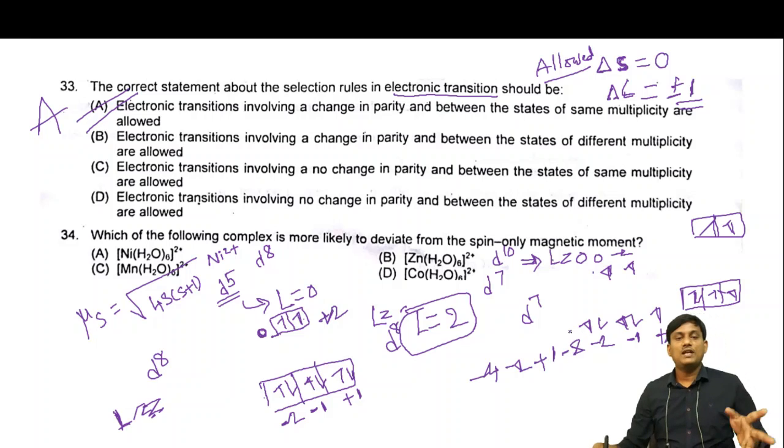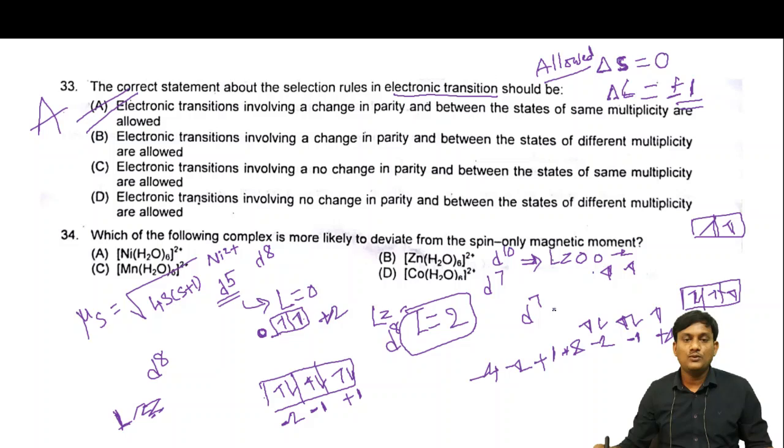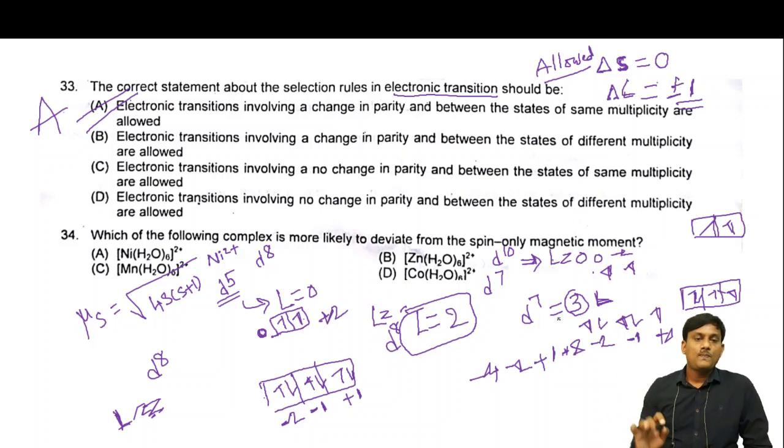So what is the value you will get? -2, -2, it will be +2. -2, -2 cancel. So -4 plus 1, it will be -3. So for d7, -3, and if you take the absolute value, L is equal to 3. What is the L value for d7? L is equal to 3. So when you compare d7 and d8, d7 has a higher L value than d8. So this complex deviates more.